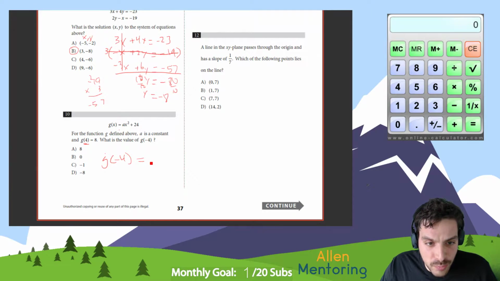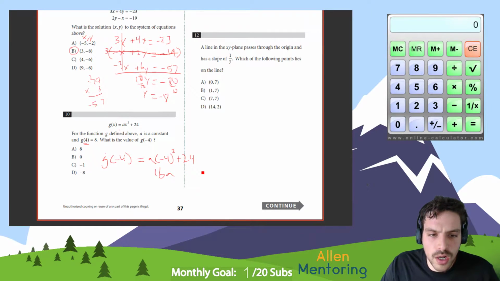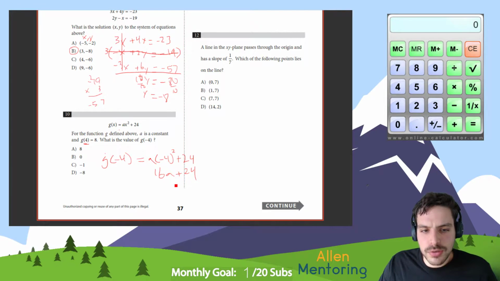Well, the problem is we'll get things like this. We write the a, and then we have negative 4 squared plus 24. It's supposed to be 24. And so what we see is that we have 16a plus 24, but that doesn't get us any closer because we don't know what a is. Aha. So our job is to first find out what a is, and once we do that, then we can plug in negative 4, which we did here, and figure it out.